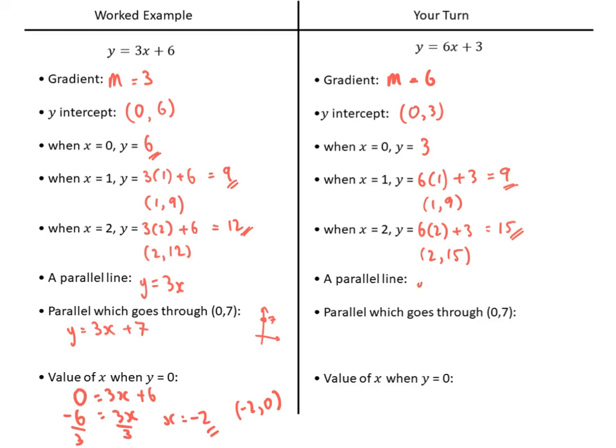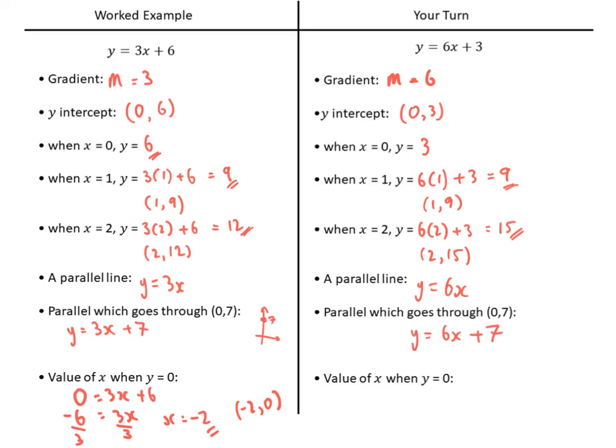A parallel line will be any line that has a gradient of 6. So y equals 6x, and so long as we don't have plus 3 at the end here, it's fine. If you have plus 3, it's the same line, it's not parallel. A parallel line which goes through 0, 7, that'll be y equals 6x plus 7, because that 0, 7 is a y-intercept.